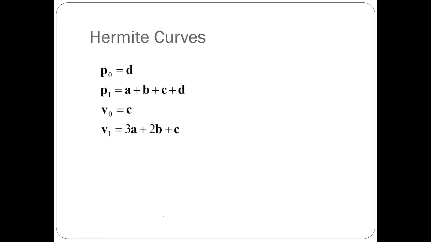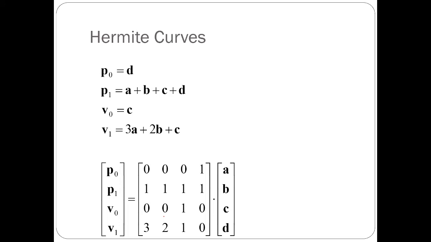So Hermite curves: P0 equals D, P1 equals A plus B plus C plus D, V0 equals C, V1 equals 3A plus 2B plus C. See here, P0, P1, V0, V1 equals 0, 0, 0, 1, 1, 1, 1, 1, 0, 0, 1, 0, 3, 2, 1, 0, times A, B, C, D.